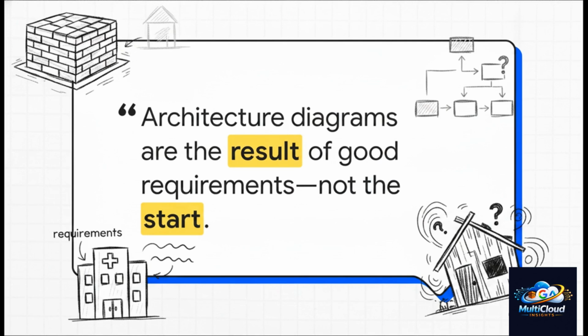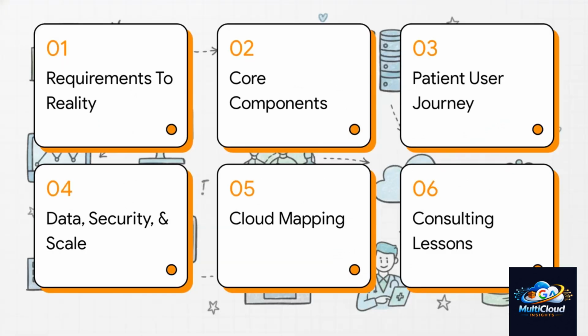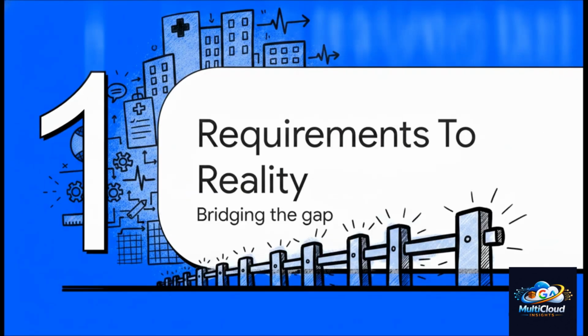It's going to collapse. Okay, quick look at our roadmap for this explainer. We're going from requirements to reality, outlining core components and integrations, mapping the patient user journey, handling data, security, and scale, diving into cloud mapping and trade-offs, and wrapping up with some real-world consulting lessons. Let's kick things off with Section 1, from requirements to reality.